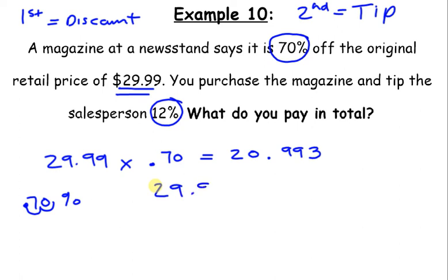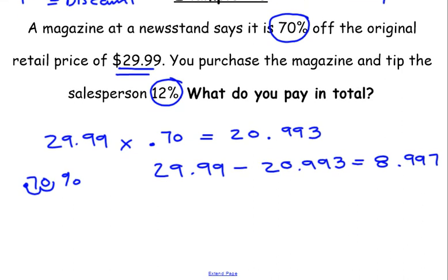So $29.99 minus 20.993. So go ahead and calculate that. And you should get 8.997. Now we're not done because now we have to add the tip for the salesperson on there. So right now our total bill is 8.997 times, so I'm going to check off my discount. Now we have to do the tip.